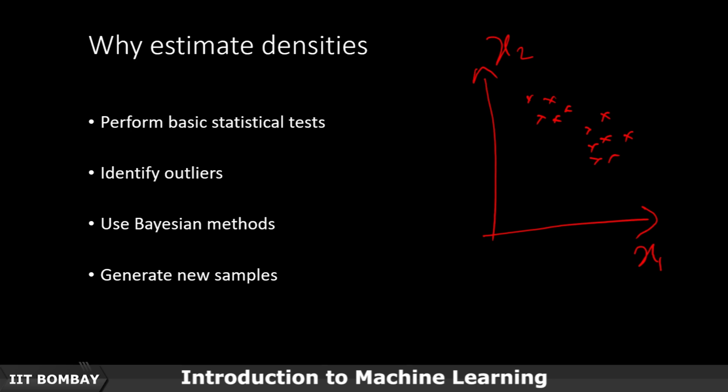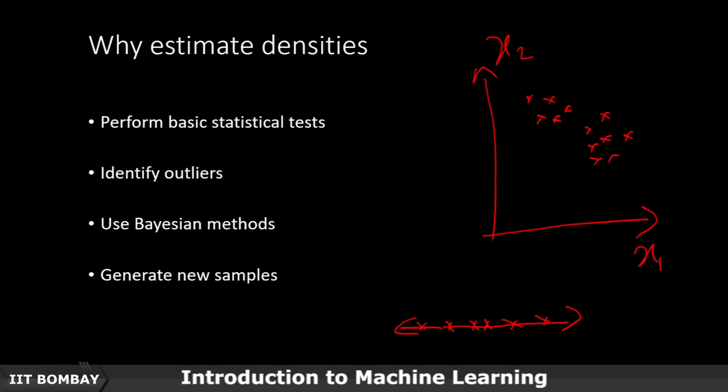The first application that comes to mind is that we can perform basic statistical tests, such as what is the mean of the sample, what is the variance or covariance of the sample. If it is a single dimensional sample, so if it is only x1 and we are given a bunch of points, then what is the standard deviation, what is the skew, what is the kurtosis, those kind of things, what is the minimum and the maximum, etc.